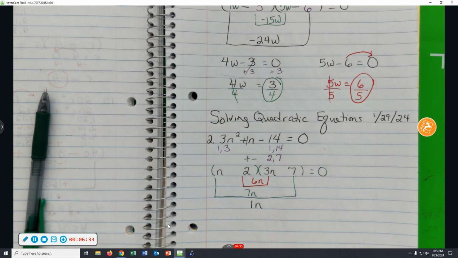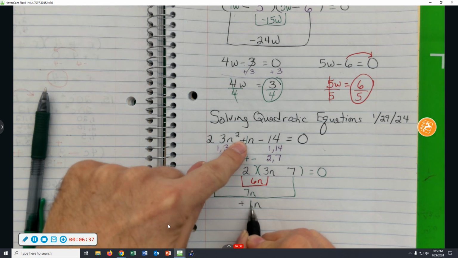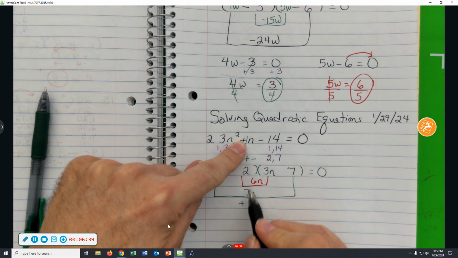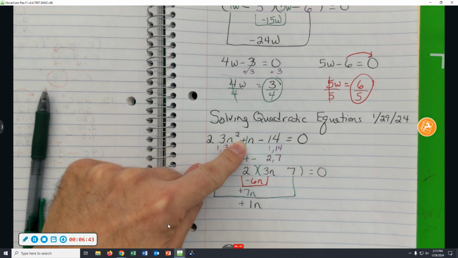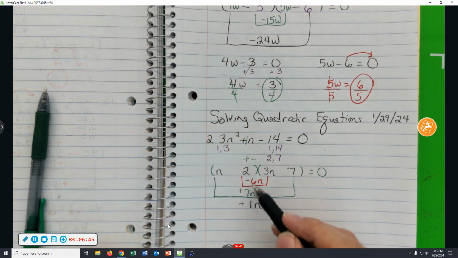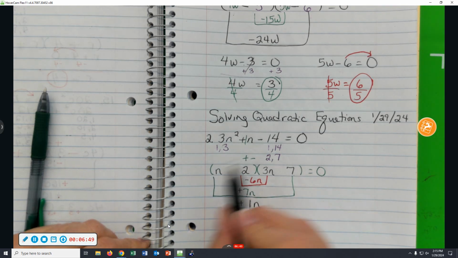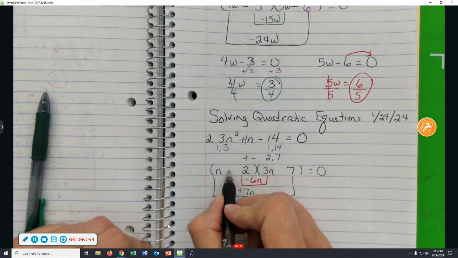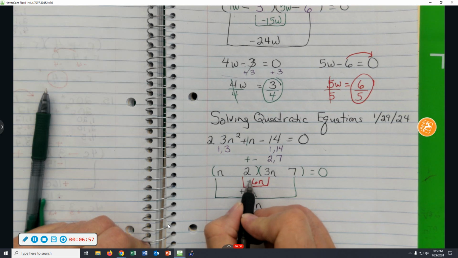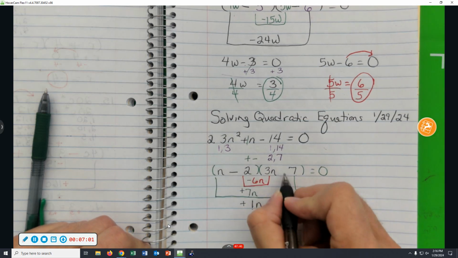And that's right. If I want a positive 1n, the bigger number would need to be positive, the 6 negative. That'd be 7 minus 6 to give me a positive 1. So how should I arrange the plus and the minus? What goes in front of the 2? Plus or minus? What should I put to get a negative 6?